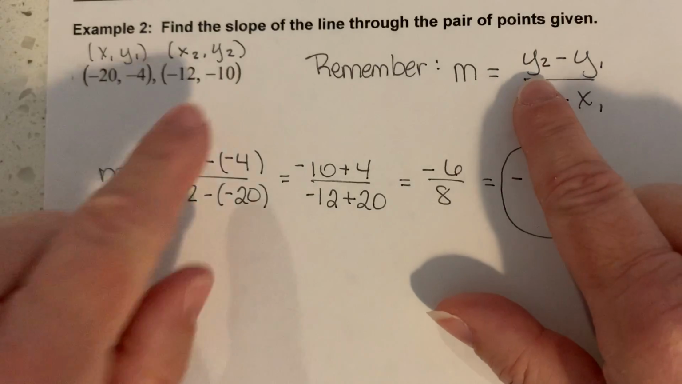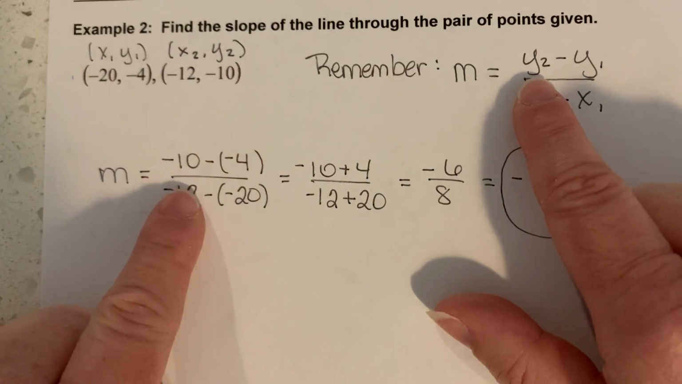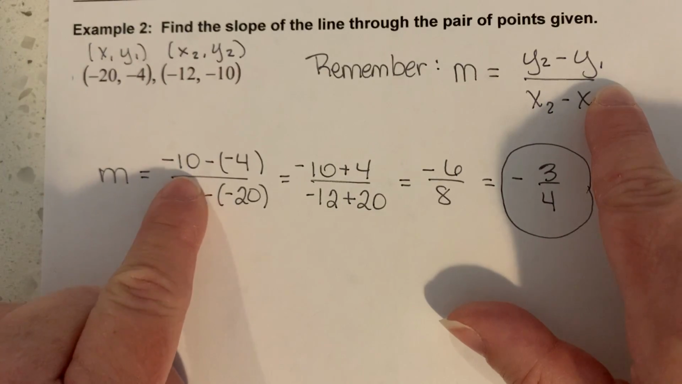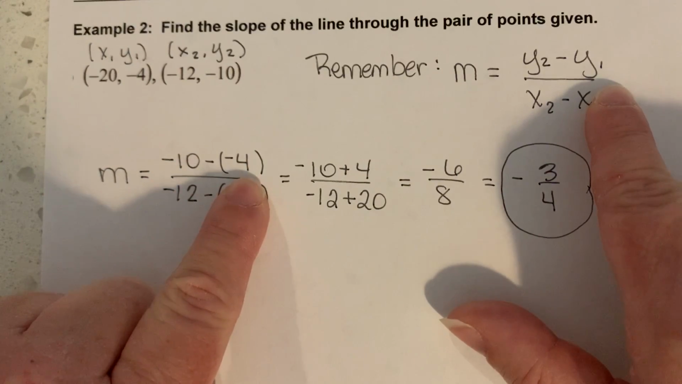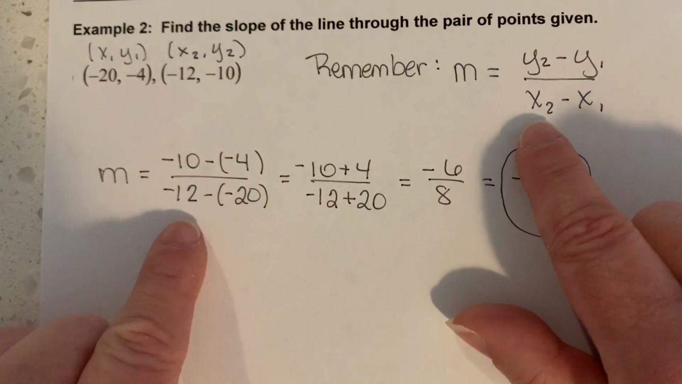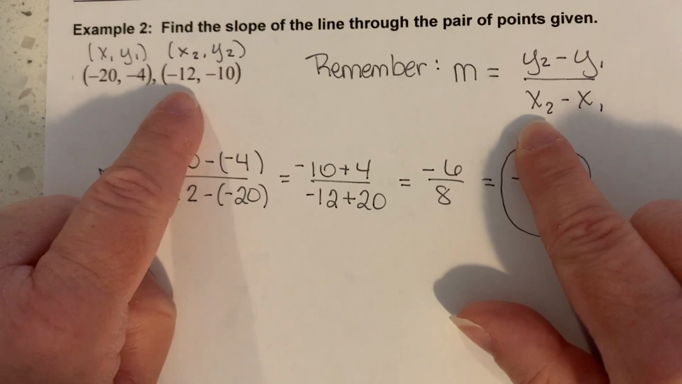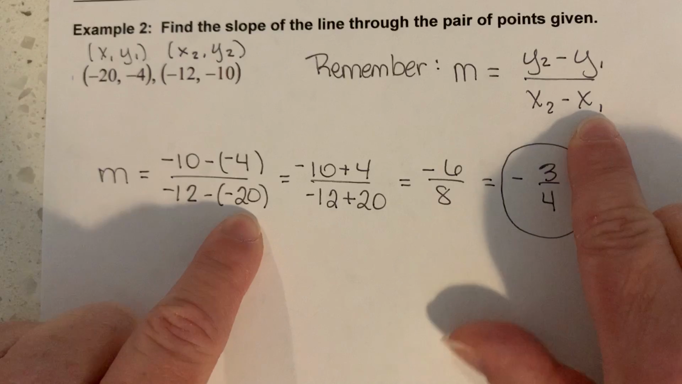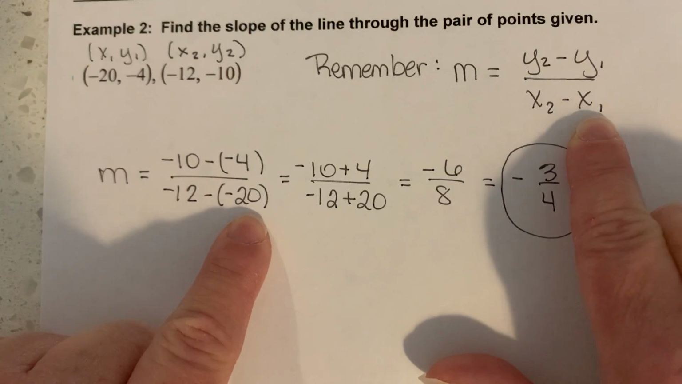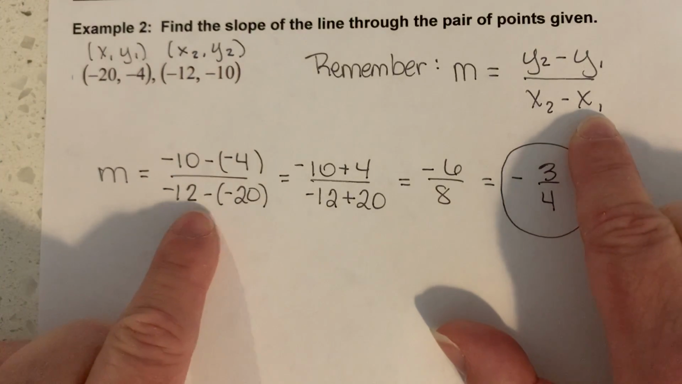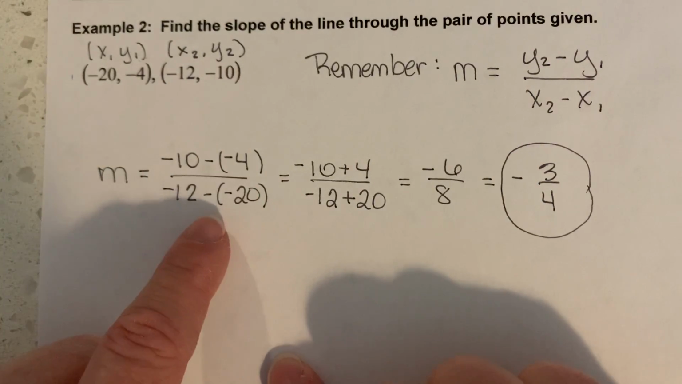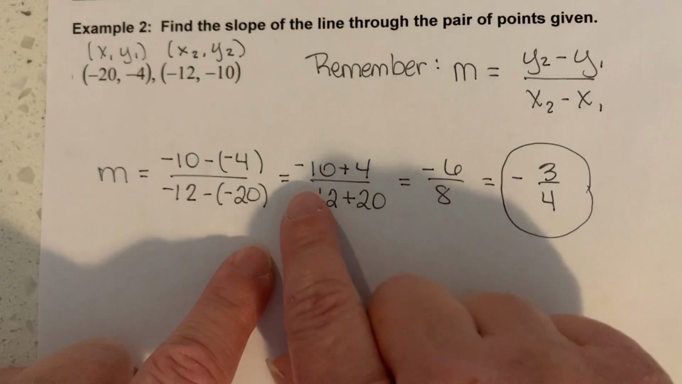So we have y2. Y2 is negative 10 minus y1. Well, y1 is negative 4. So y2 minus y1. Negative 10 minus negative 4. Over x2. Well, x2 is negative 12 minus x1. And x1 is negative 20. So then we get negative 12 minus negative 20. Well, in this case, we have a minus and negative on the top and a minus and negative on the bottom. So I just rewrote those.